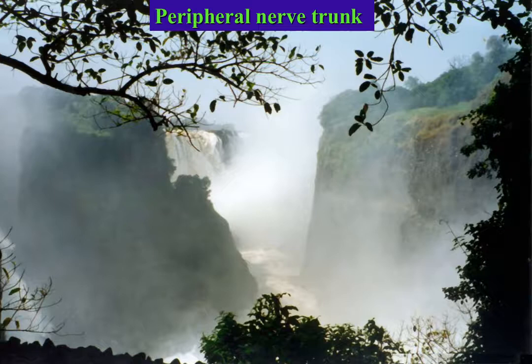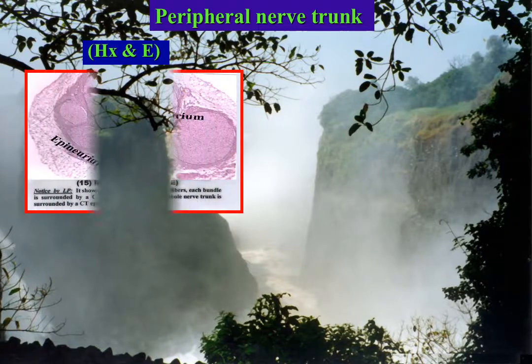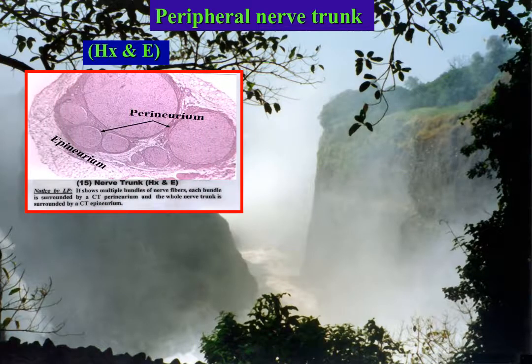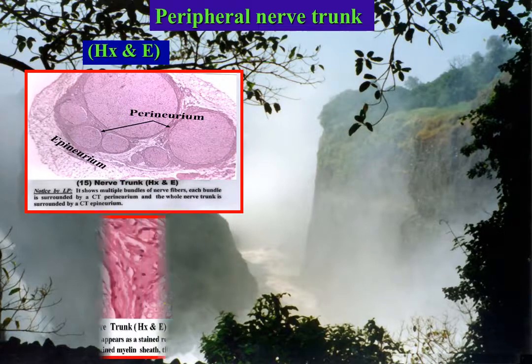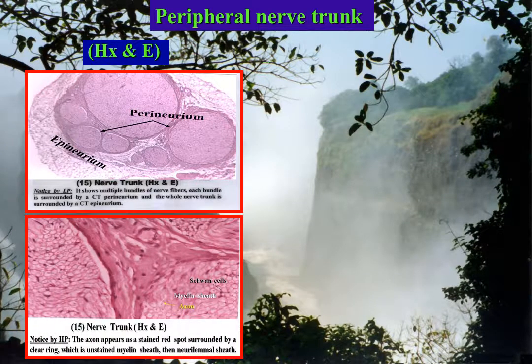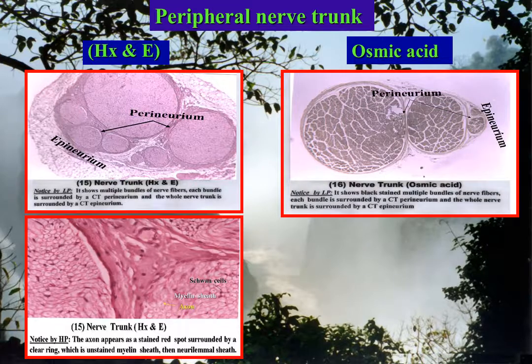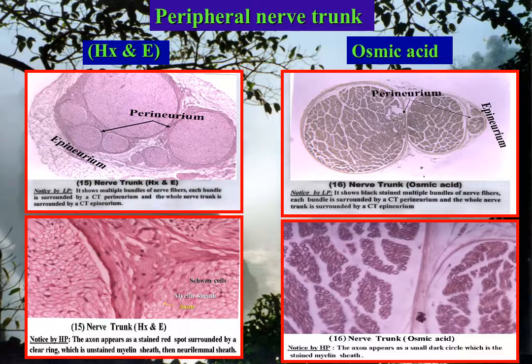Peripheral nerve trunk. Examples: slice stained with hematoxylin and eosin, examined by low power, showing bundles of peripheral nerve fibers surrounded by connective tissue perineurium. By high power, showing the structure of peripheral nerves. Peripheral nerve trunk, stained with osmic acid to stain the myelin sheath. By low power, showing bundles of black peripheral nerve fibers surrounded by connective tissue perineurium. By high power, showing the structure of peripheral nerves with the stained myelin sheath.